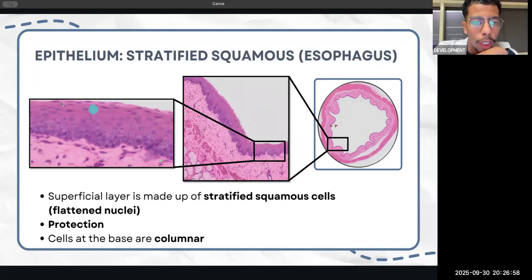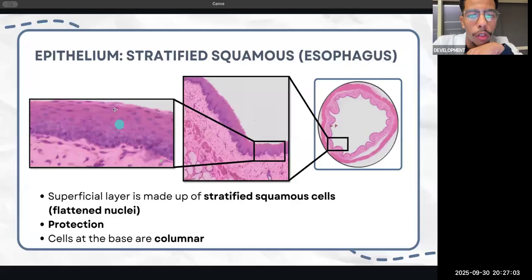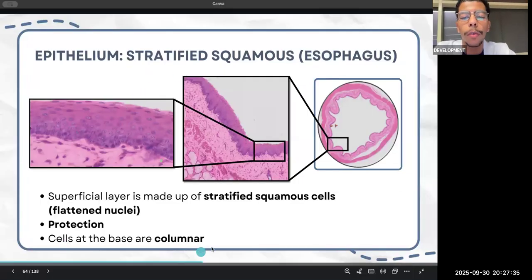Now if you look here, can you guys see the flattened cells? These are your squamous cells, and we have more than one layer, so stratified squamous. However, at the base, we have columnar cells. Can you guys see the basal nuclei? We can't really see if they're tall cells or cuboidal, but just know that they are columnar. It was mentioned like that in the slides. However, when you see these flattened nuclei, these are stratified squamous epithelium. If they just give you this slide and ask you what type of epithelium, just tell them stratified squamous epithelium. Don't mention the columnar part.